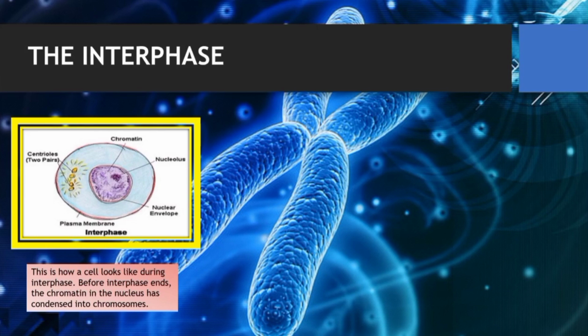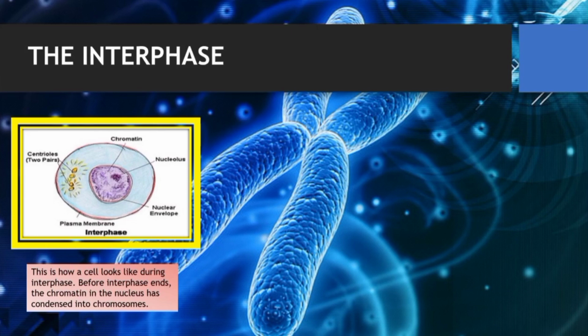We also have chromatin. Chromatin, yan yung chromosome actually kapag nag-coil. And it is located in the nucleus. We have the nucleolus that's found inside the nucleus. We have the nuclear envelope, and we have the plasma membrane or the cell membrane. Before interphase ends, the chromatin in the nucleus has condensed into chromosomes.